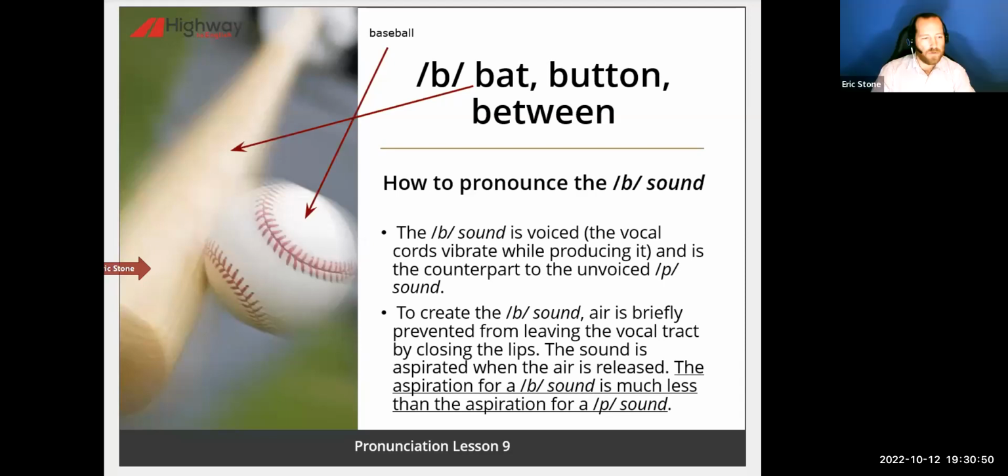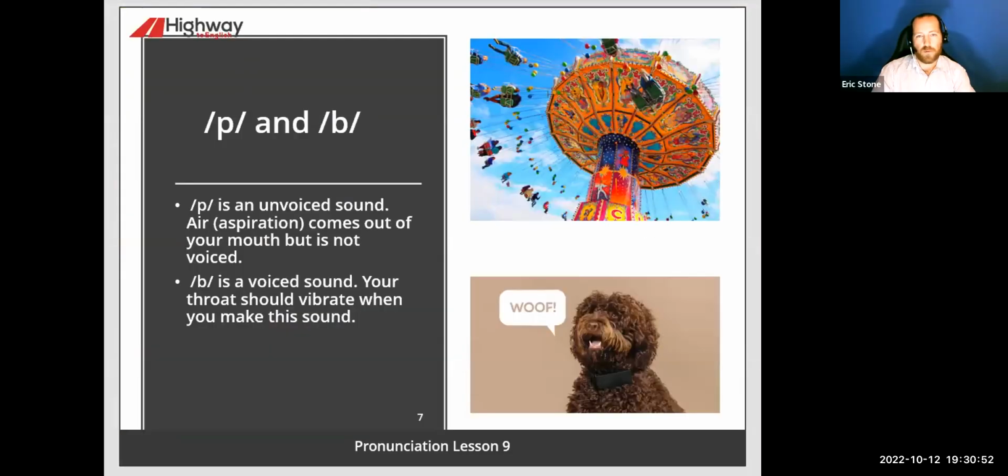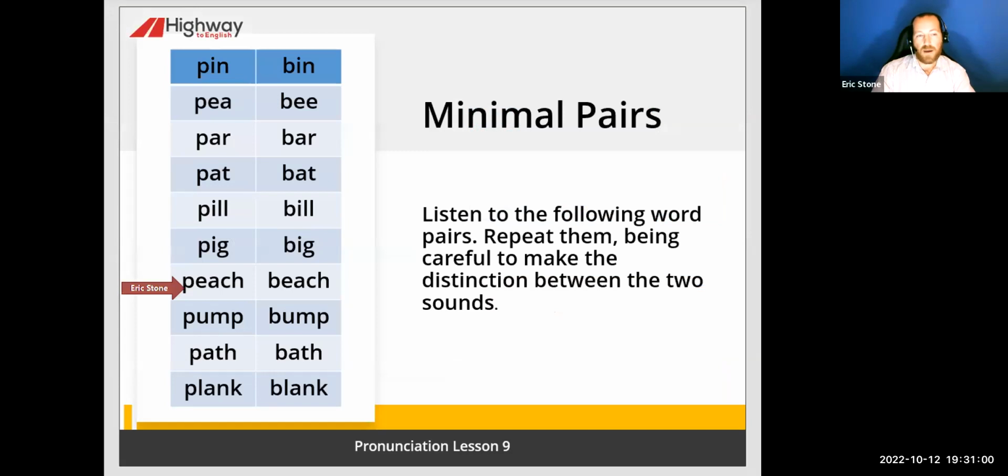So, just a quick reminder. Remember, p is unvoiced and b is voiced. Okay. All right. So we'll do some minimal pairs. I'm going to mute the mic, and I want you to repeat after me. Okay. So here we go. And again, it's helpful to use the paper. I'm going to use it just so you can see the movement.